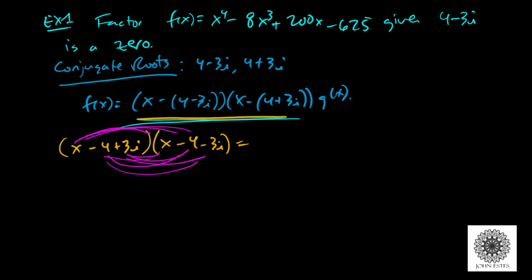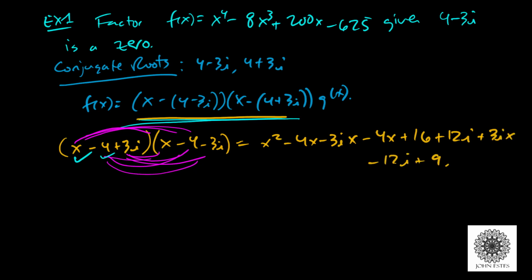So first we have the x's. That's going to be x times x, which is x squared. And then I have a minus 4x and a minus 3ix. That takes care of this x. Now we're going to move on to the negative 4. And I have a negative 4x plus 16 plus 12i. And then lastly, we move on to the 3i. And we end up with a plus 3ix minus 12i plus 9i squared. And that takes care of the 3i. And there we have it.